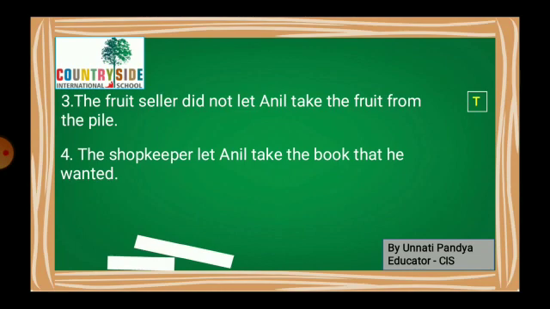Fourth, the shopkeeper let Anil take the book that he wanted. Is it true? No, it's false. Anil wanted a book which was in the middle of the pile, whereas the shopkeeper told him, "No, not that one. Take this one instead." He offered to give him another book, but not the one which was in the pile. So this one is false.